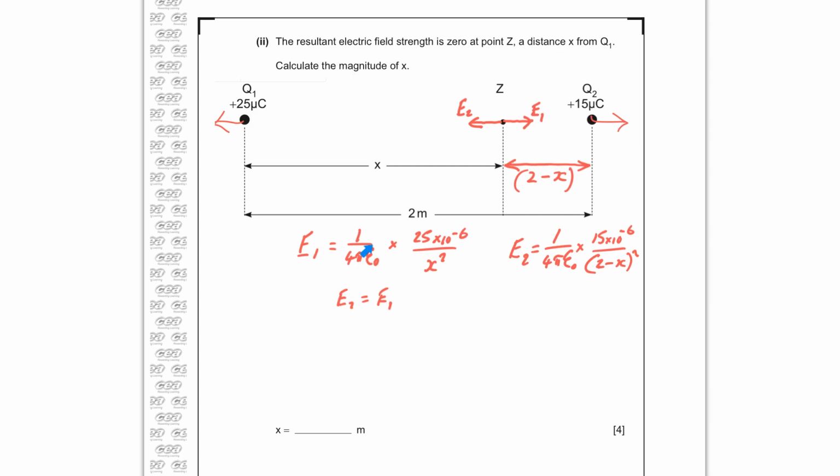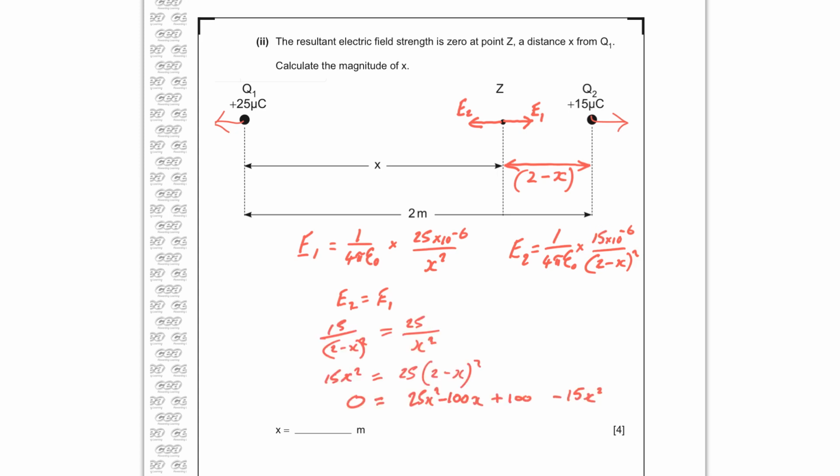Now if you put these equal to each other, these terms here are going to vanish and you're just going to be left with this versus this. And obviously these 10 to the minus 6's will cancel as well, so you can just leave in the 25 and the 15. So you just get this.